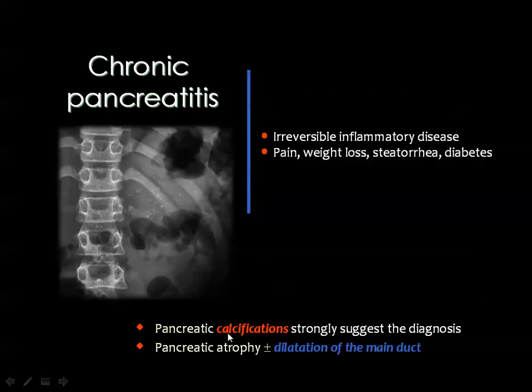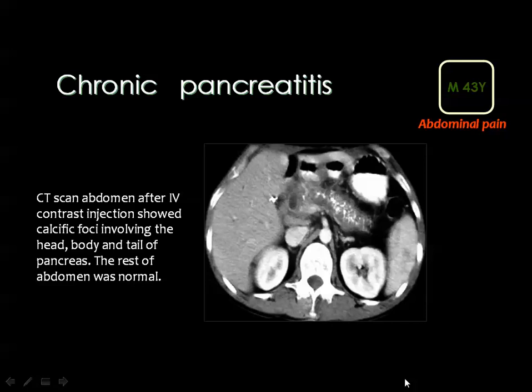Then the diagnostic hallmark of chronic pancreatitis is the detection of calcium within the affected pancreas. And calcification can be seen even by the plain film, as you can see in this case with dots of calcification along the course of the pancreas, diagnostic of chronic pancreatitis. Ancillary findings of chronic pancreatitis may include pancreatic atrophy and the dilatation of the main pancreatic duct. But you should remember that the whole diagnostic landmark of chronic pancreatitis is the presence of pancreatic calcification, as you can see in this case.